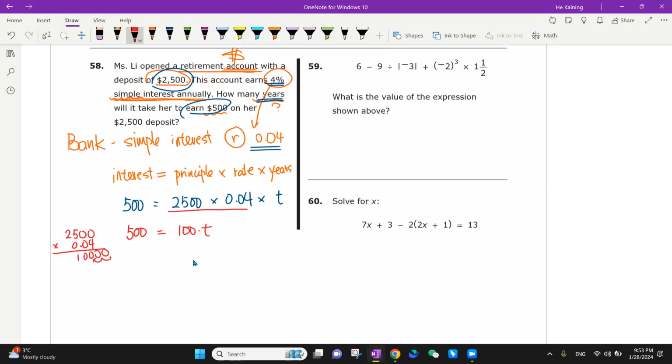Well, based on this point, I have 100t equal to 500, so that means my t is just going to be 5. Why was that? Because if you have studied algebra already, we have something called reverse calculation or reverse operation. This is just divide by 100 on both sides. And that is how you set it up. And you can get more practice on reverse calculation. Now here, that's our first question, with 5 years.